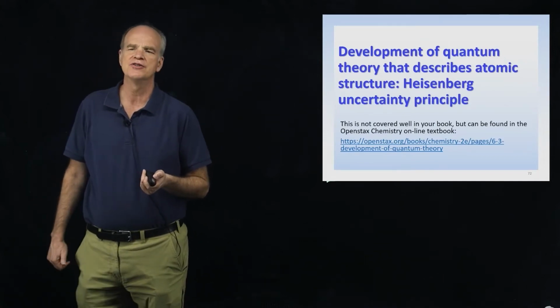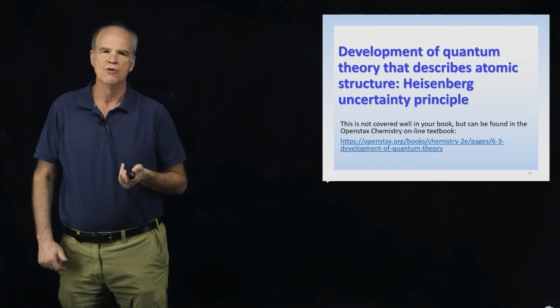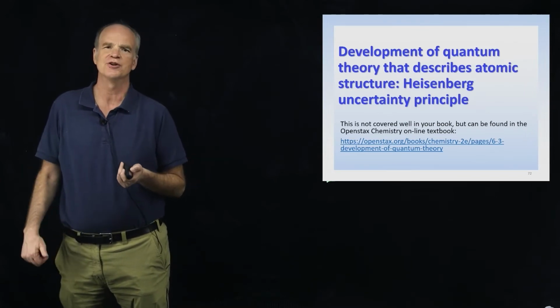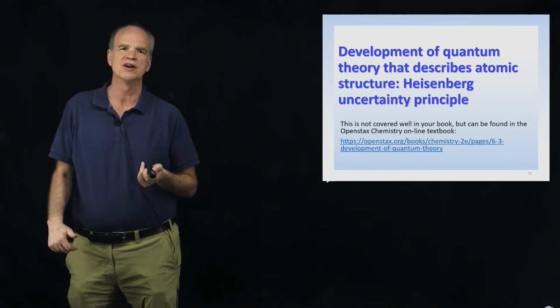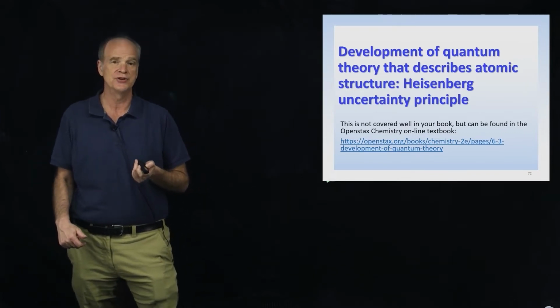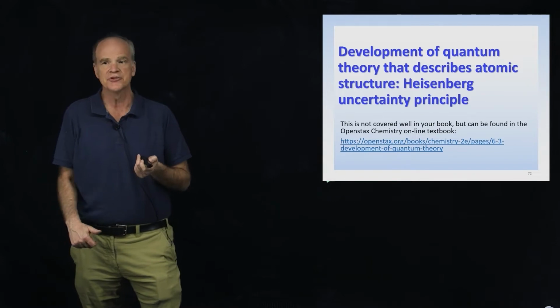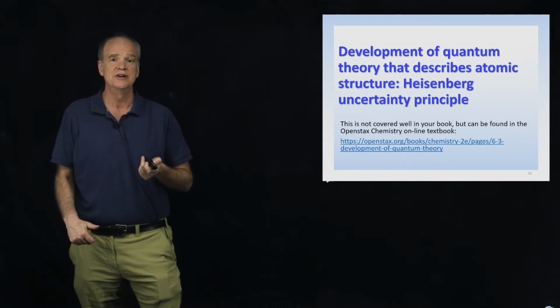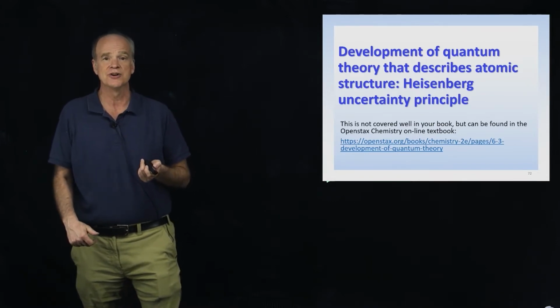And so now what I want to do is talk a little bit more about the odd behavior of electrons in atoms. So this is more on the development of quantum theory that describes atomic structure, and in particular the motions of electrons in atoms. And so now what we're going to do is describe something called the Heisenberg uncertainty principle.